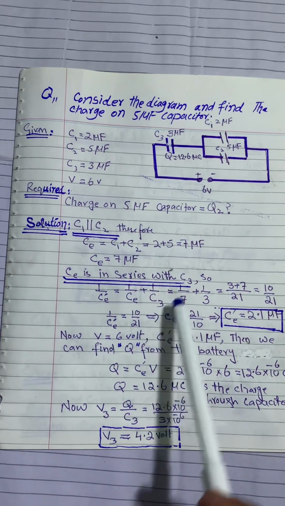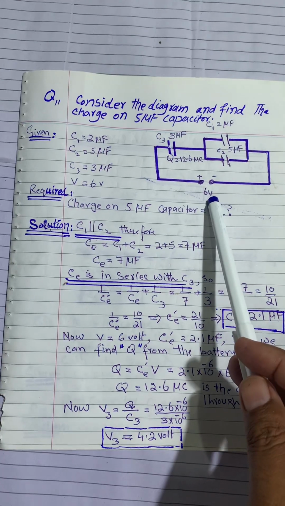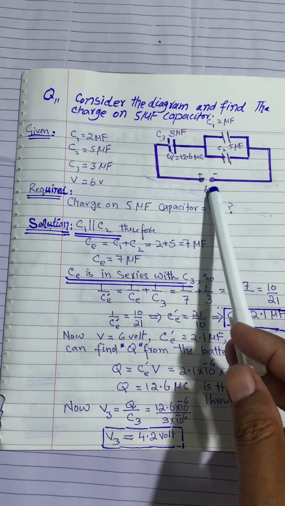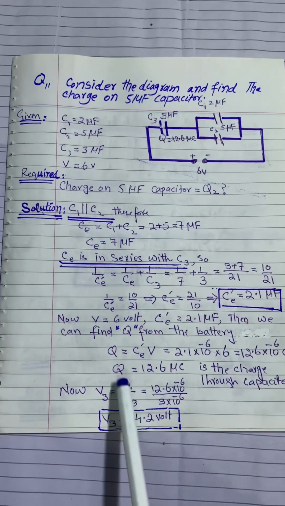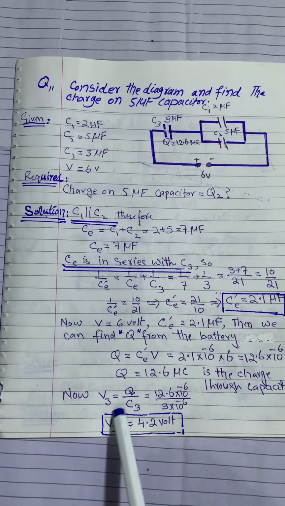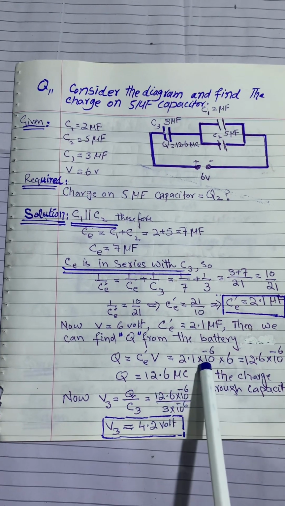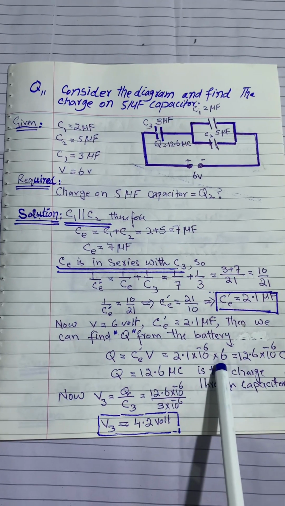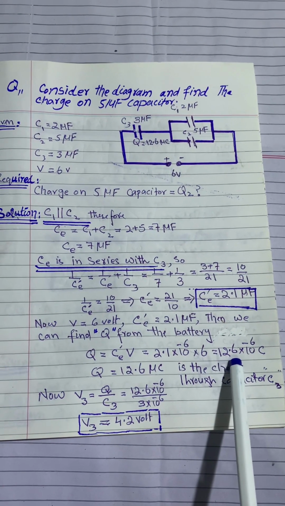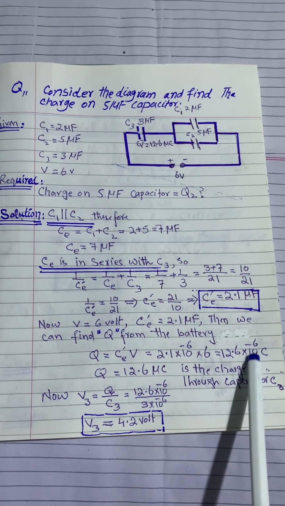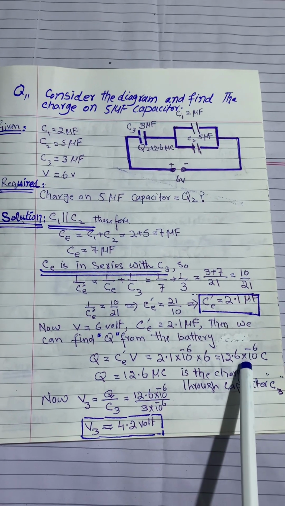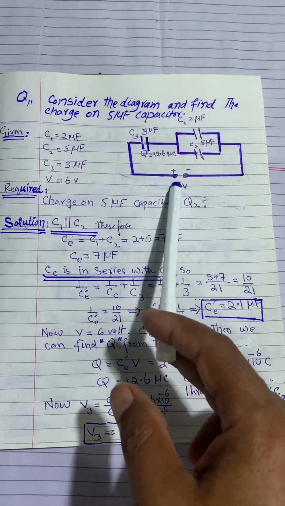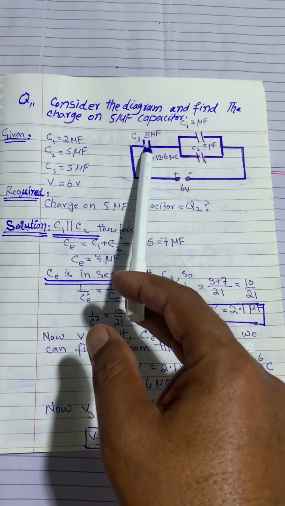Now we have the voltage of the battery and the equivalent capacitance of all the capacitors. Therefore the charge supplied by the battery can be determined by the equation Q equals CE dash V. Taking the value of CE dash and the battery voltage, which is 6 volts, after multiplication we get 12.6 microcoulomb. 10 to the power minus 6 is micro. This is the charge supplied by the battery and going through the third capacitor.